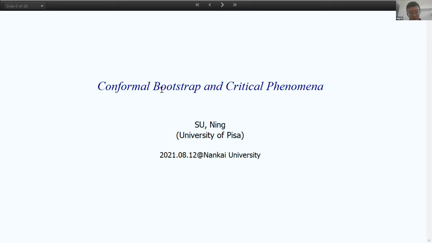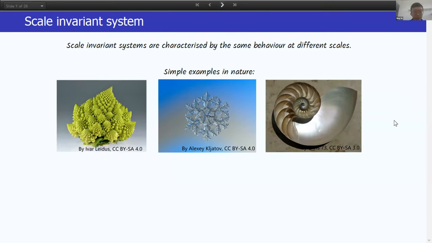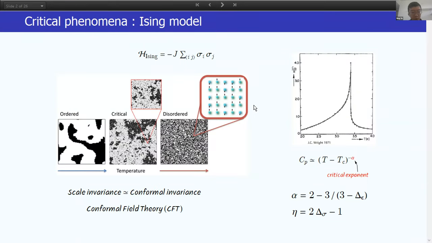Today, I want to tell you about the latest development in conformal bootstrap and its application to critical phenomena. Let me start with scale invariant systems. We see many examples in nature. Now we want to study QFT with scale invariance. That happens at criticality. The simplest example is the Ising model.